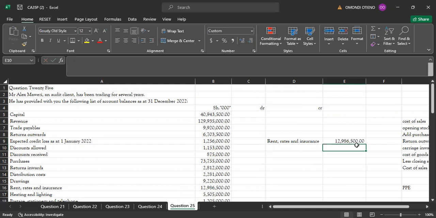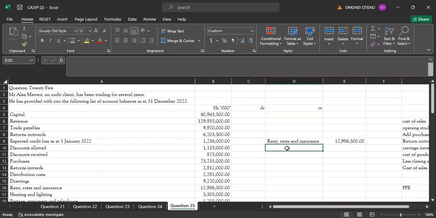to 12,986,500. So what happened out of this expense which has been charged? Remember, that is the expense which has been charged to the income statement for the current year. But then out of this expense, is there some amount that was paid in advance so that it reduced our expense for the current year? Or is there some pending amount that was not paid in the previous year so that we add it to get the total amount to be paid in this particular year?